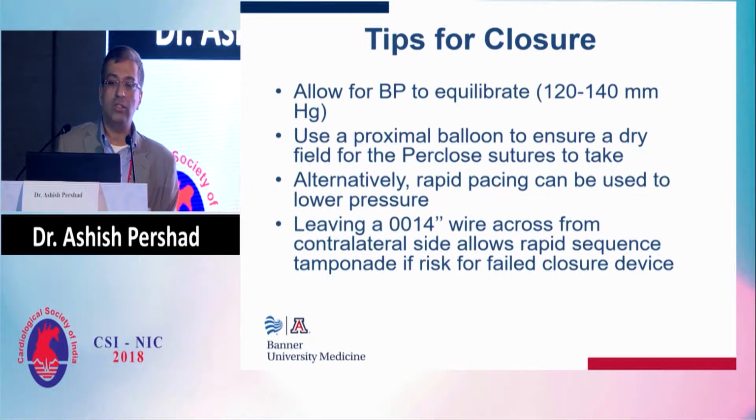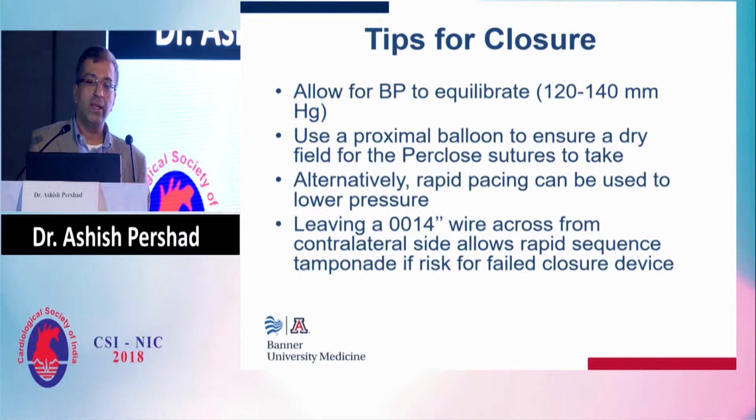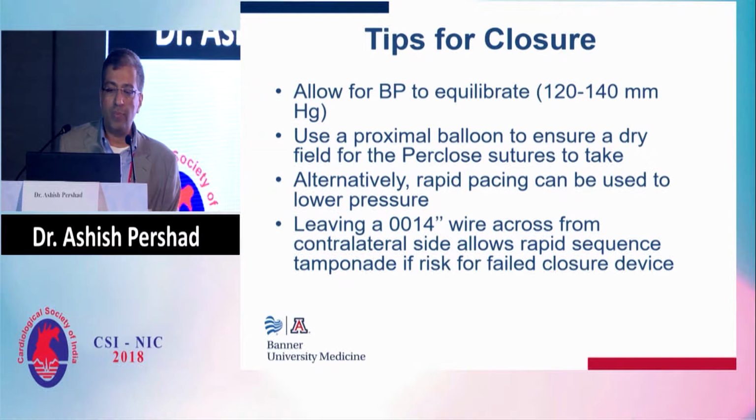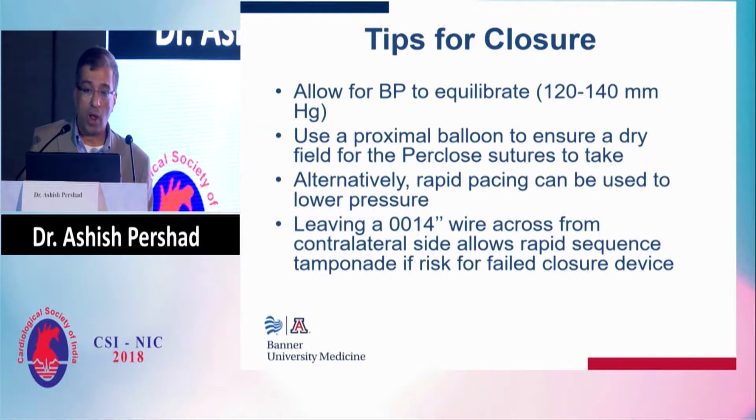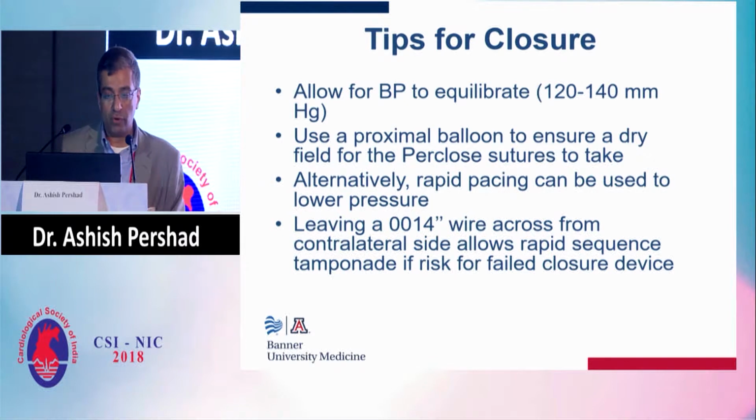So we want to typically allow the blood pressure to equilibrate and not be in the 160 to 180 range. We use a proximal balloon over that 018 wire to ensure a dry field for the Perclose to take. You could use that even for your femorals if you need. Our surgeon suggested that we use rapid pacing sometimes to lower the blood pressure. I usually would much rather put a proximal balloon rather than subject the patient to a rapid pacing run.